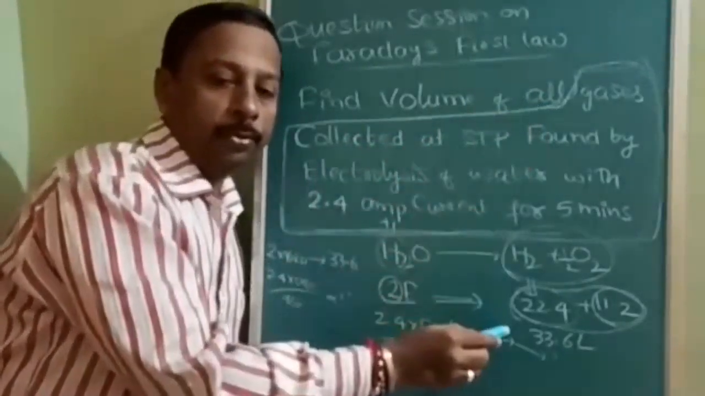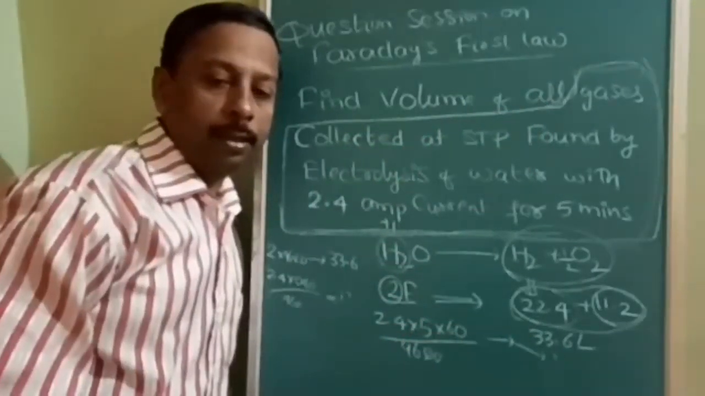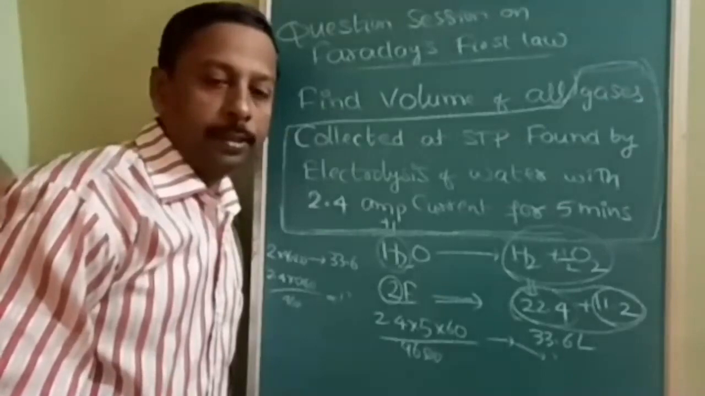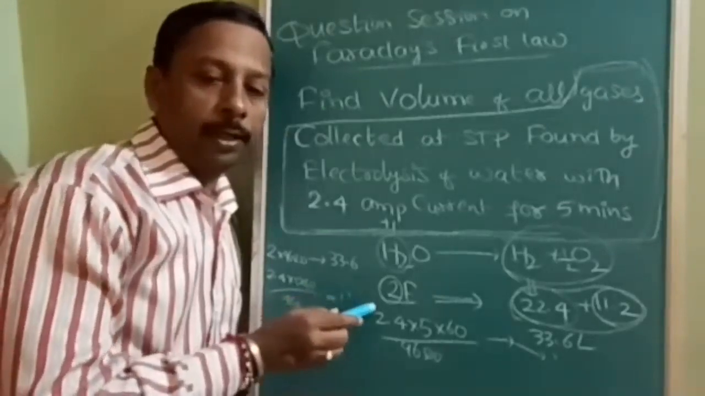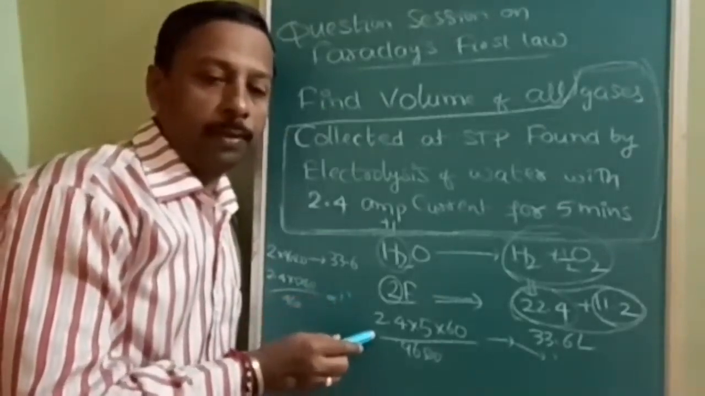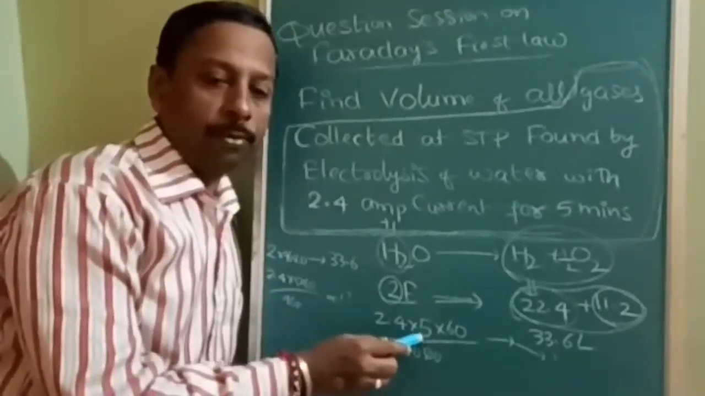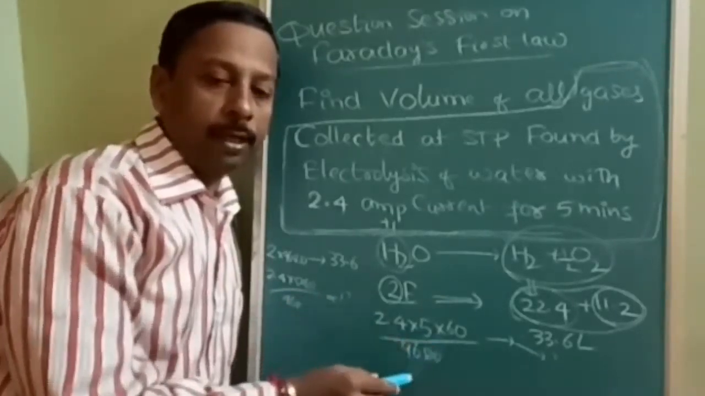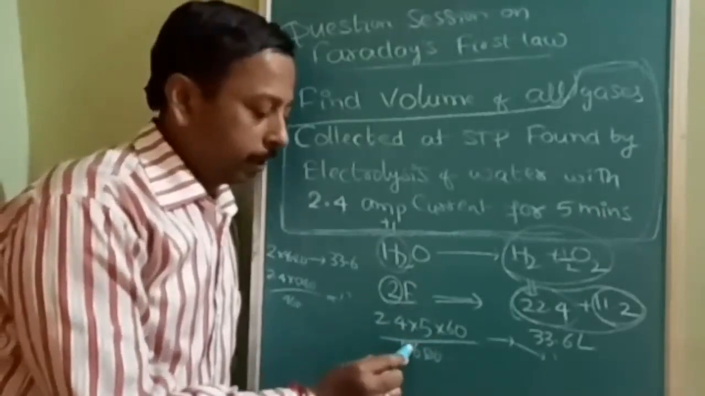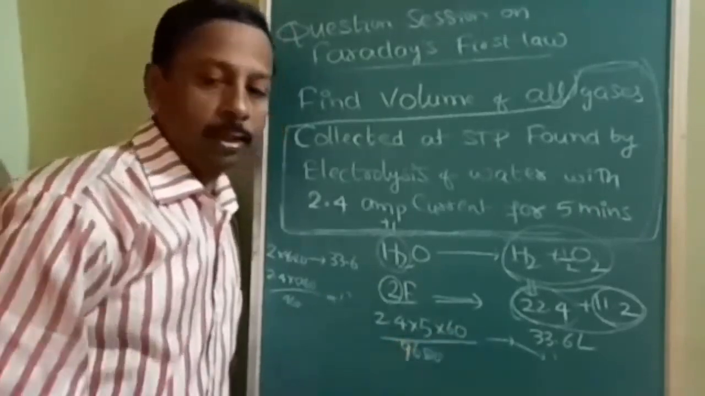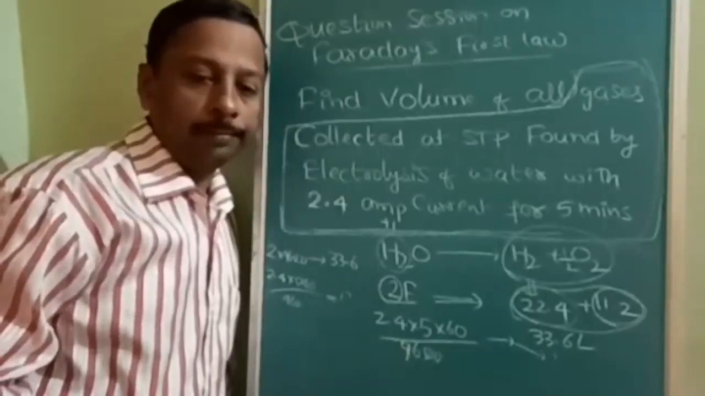So the total volume of all gases will be 33.6 liter, provided I give 2 Faraday. But how much am I giving? 2.4 ampere for 5 minutes. 2.4 into 5 into 60 divided by 96500. So then you will get that answer. Is it okay?